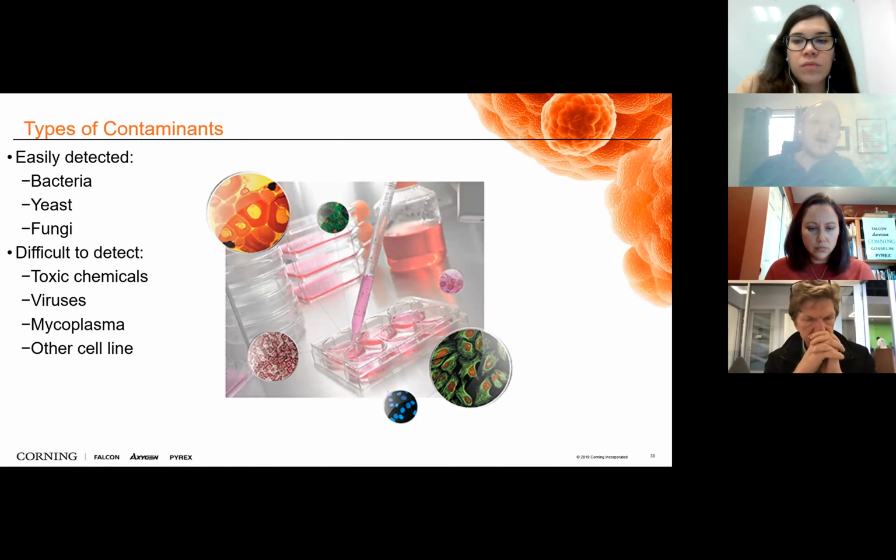But the term contaminant can really be anything that has been introduced into your cell culture that you don't want there. Okay, so that can be bacteria, yeast, fungus, chemicals, or viruses. We'll talk a little bit about mycoplasma because that's a very common contaminant. And then the last is other cell lines as well.